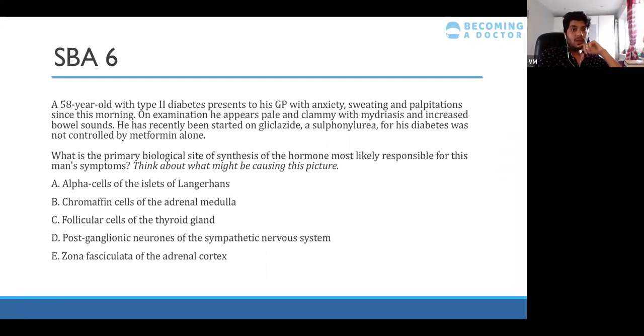And I've given you a bit of a clue as to the primary biological site for the synthesis of this hormone. When you think about what kind of picture, think about what might be causing anxiety, sweating, palpitations, all that sort of thing. It might even be what we just talked about.